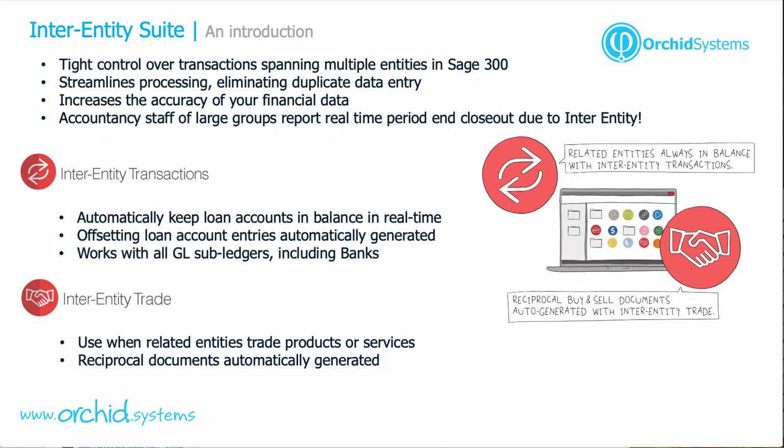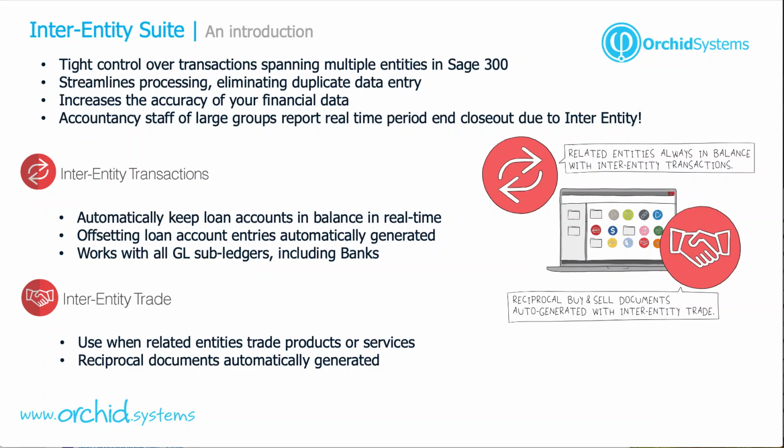Inter-Entity Transactions, the first of the two Inter-Entity modules, allows you to automatically keep loan accounts in balance in real time at the general ledger level. Offsetting loan account entries are automatically generated, and it works with all subledgers, including banks. The second module, Inter-Entity Trade, is used when related entities trade products or services with each other, and reciprocal documents are automatically generated for you, saving time and reducing the period required for closeout.